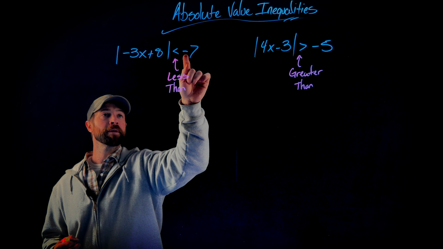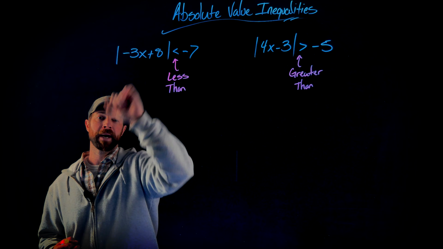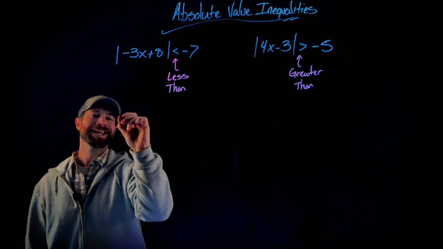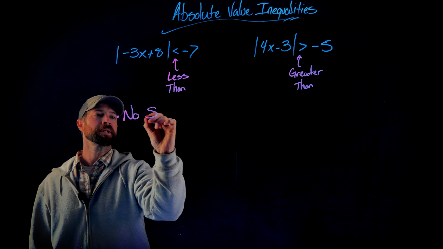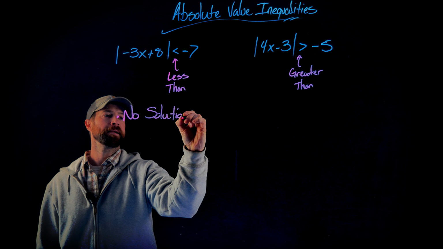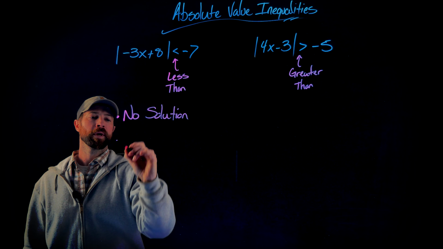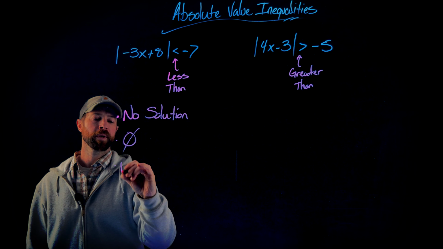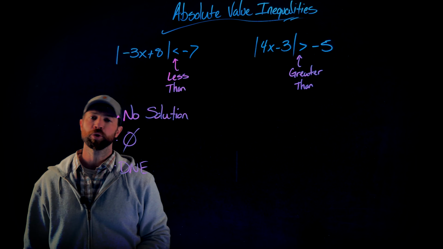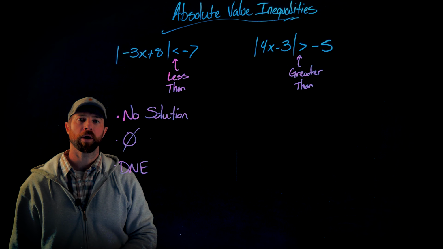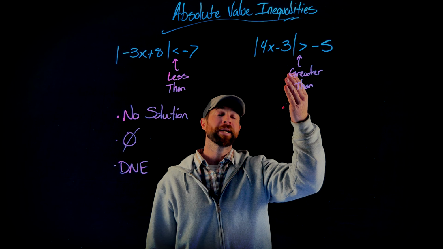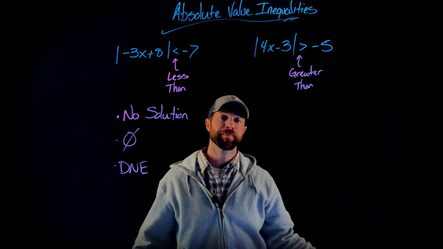Again, the negative here matters, the negative in here does not matter. So in this case, we have no solution to this absolute value inequality. The absolute value cannot be less than a negative. We would say it's the empty set, or we could write DNE for a solution does not exist to this inequality. The solution for the greater than absolute value inequality is actually completely different.